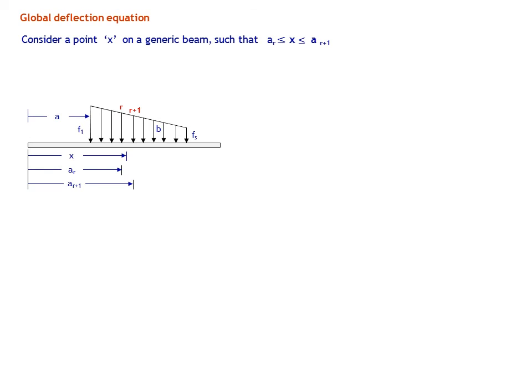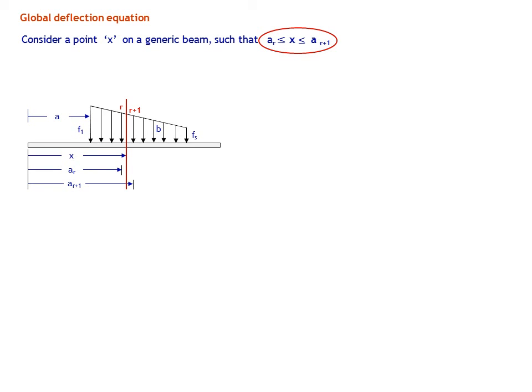We're now in a position to derive the global deflection equation. The derivation is very simple and takes only a few lines to complete. Firstly, consider a generic beam with a falling trapezium-shaped load as before. Choose the point X lying between the rth and the (r+1)th point loads, and let AR be the distance of the rth point load from the origin, and AR+1 be the distance of the (r+1)th load from the origin. Then we can write the general inequality that AR is less than or equal to X, which is less than or equal to AR+1. This inequality will be used throughout the presentation.